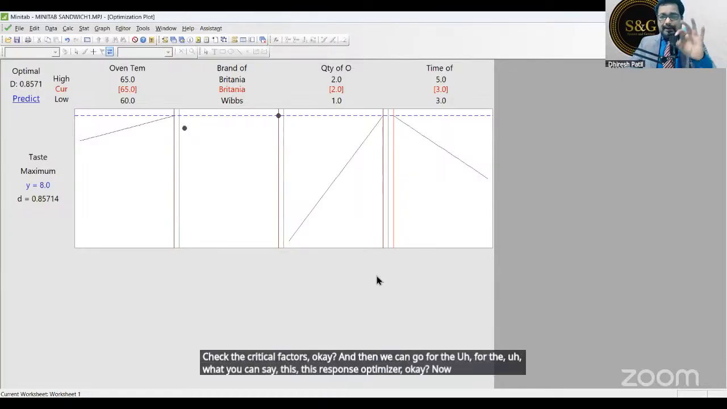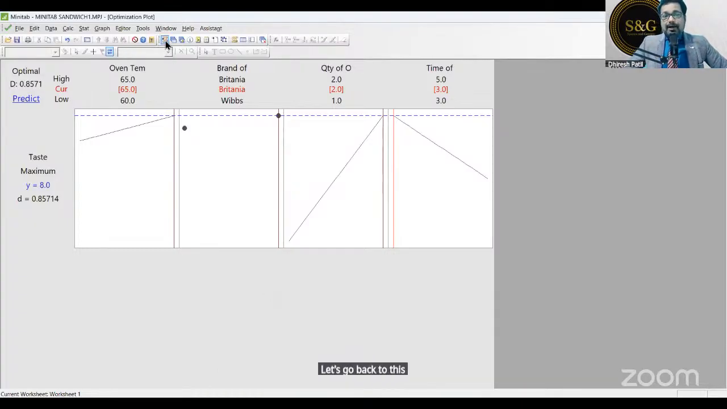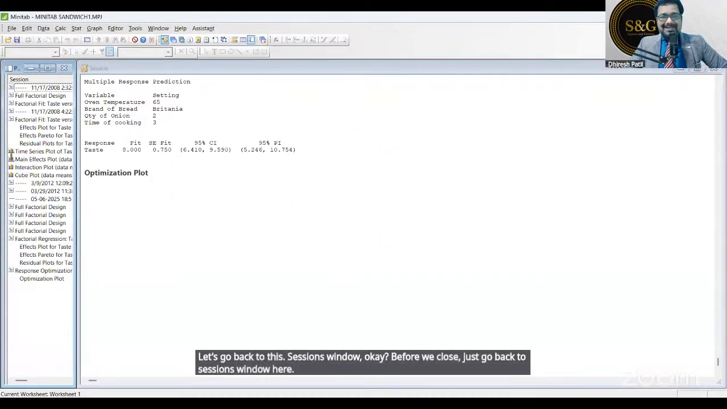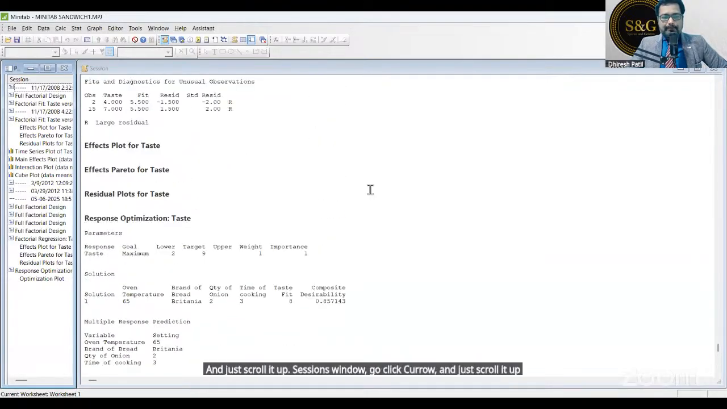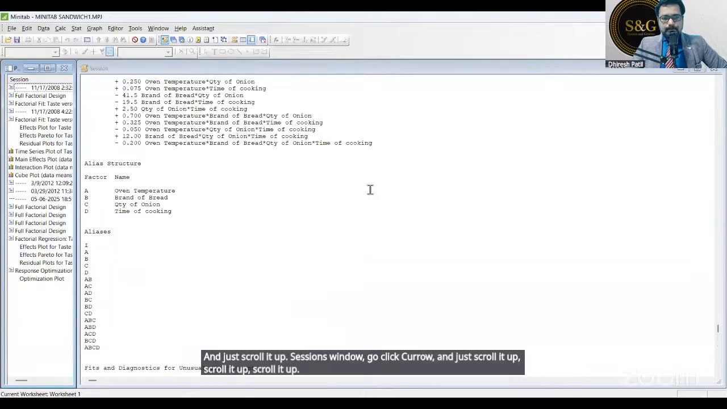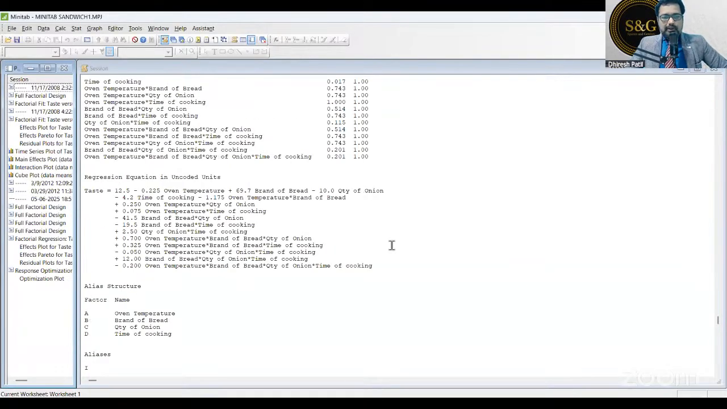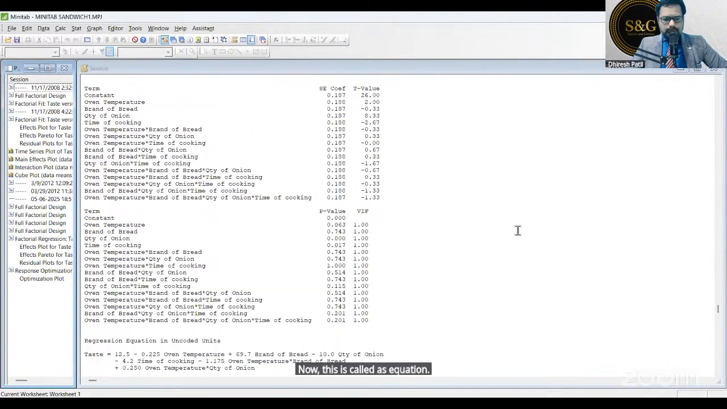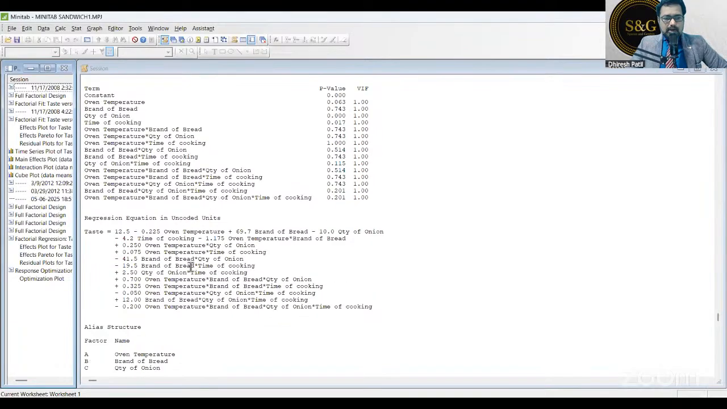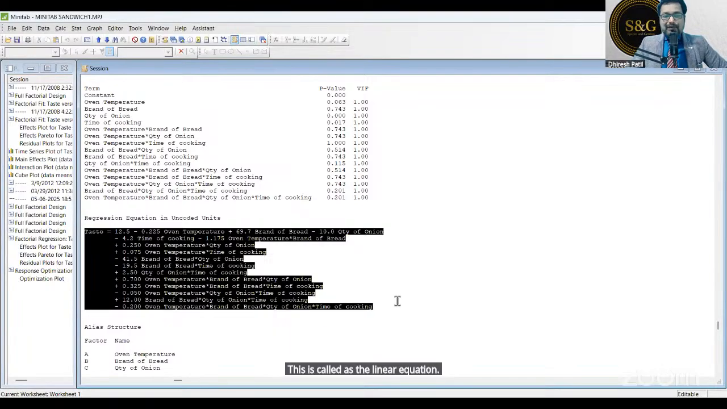Now let me give you some statistics as well. Let's go back to the sessions window. Before we close, go back to the sessions window here and just scroll it up. Click on the sessions window and scroll it up. Now this is called the equation. This is called the linear equation. It is a very big equation. But we don't have to remember this equation.